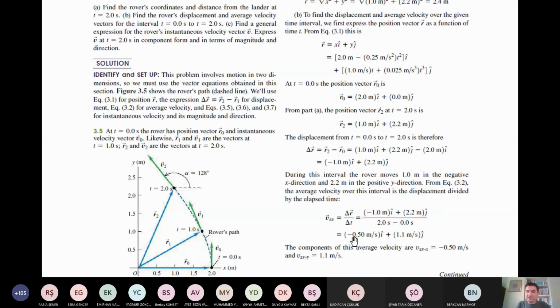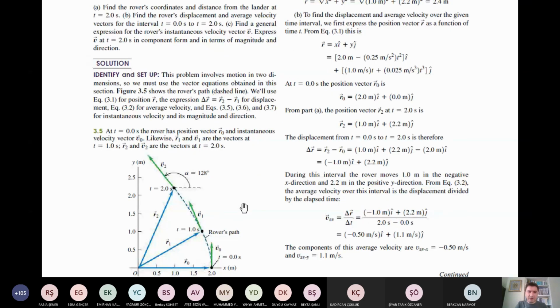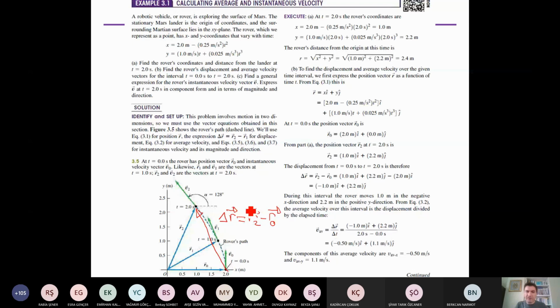Because look at the average velocity. This is the instantaneous velocity when the time is 0. This is the instantaneous velocity when the time is 2 seconds. And what about the delta r? Let me show you the delta r. You can consider that this is delta r, the displacement r2 minus r0. And the average velocity will also be along the delta r. This is the direction of v average.